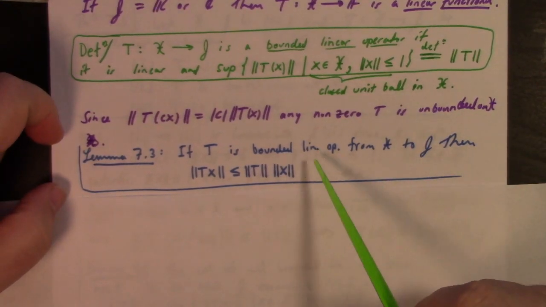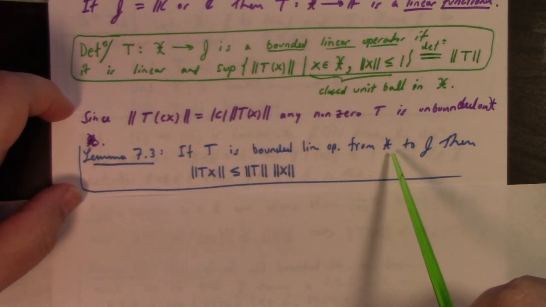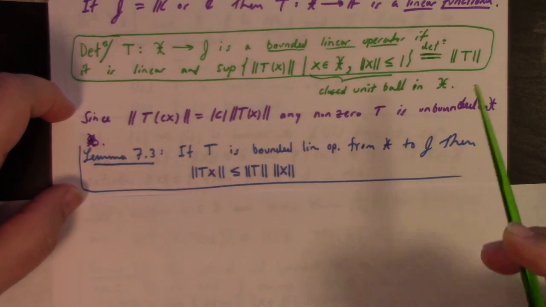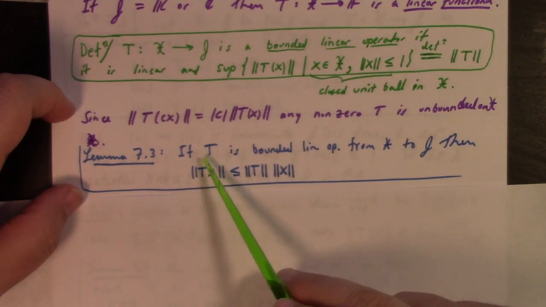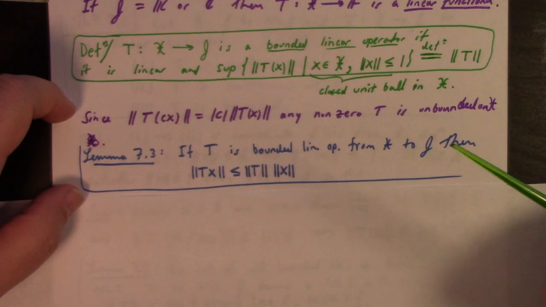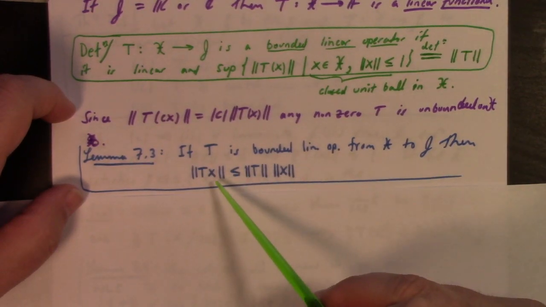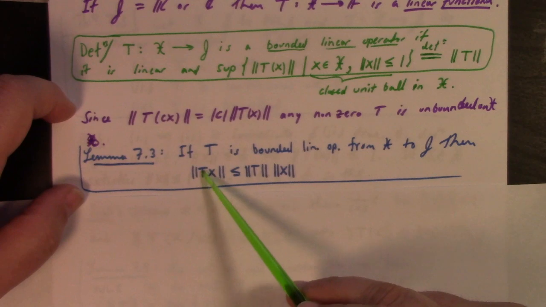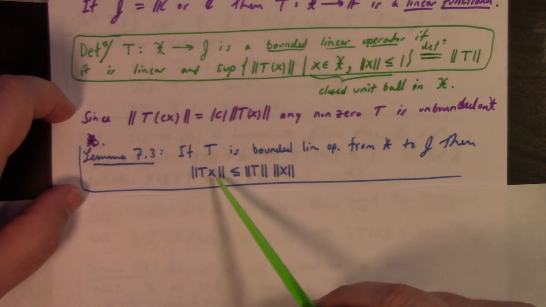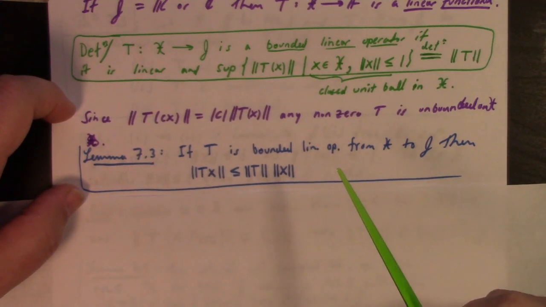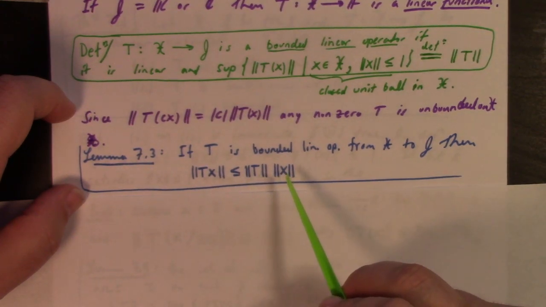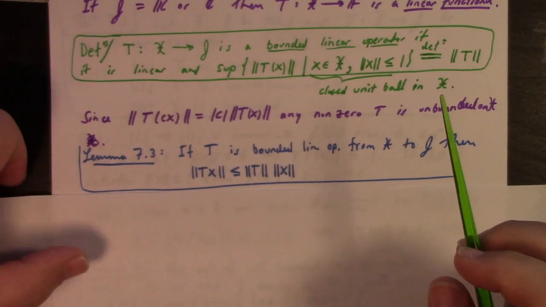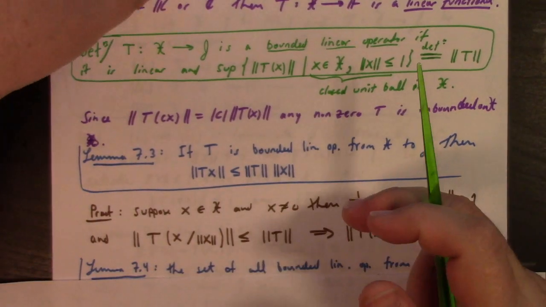This is also nice. If T is a bounded linear operator from the normed linear space X to Y, then the norm of T of x, I'm just writing it Tx, Gamelin's doing it, so it must be right. Actually, it's not uncommon to omit the parentheses in this kind of discussion, because after about the 13th time you write T of x, you don't need to write these parentheses. Anyway, the norm of the image is less than or equal to the norm of the operator times the norm of the input, and that is Lemma 7.3. And its proof is not too bad.